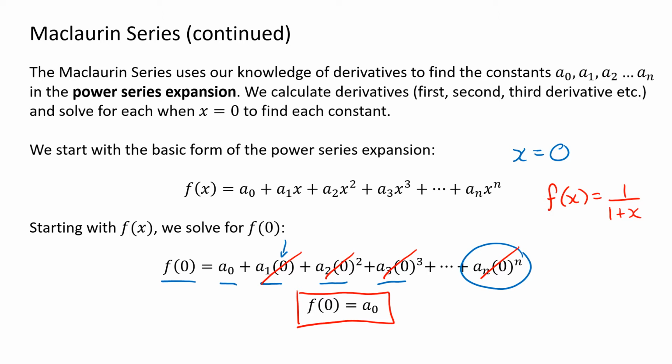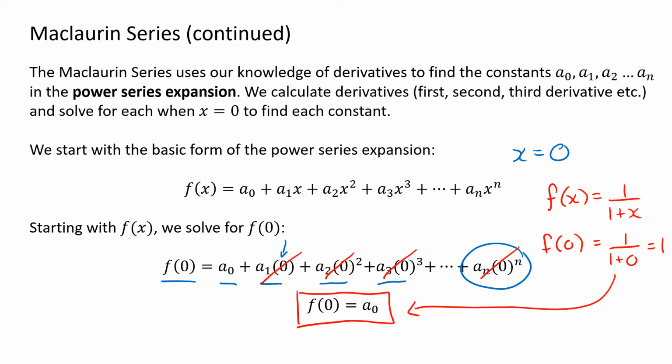If we substituted in 0, we get 1 over 1 plus 0, which is simply 1. So our first constant here would just be 1. Okay? So it's starting with a function like that. We're going to find these terms. I'm showing you how it's derived.